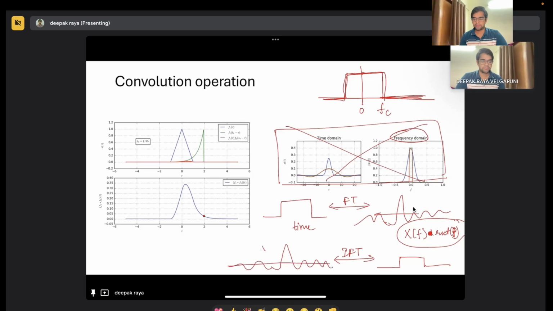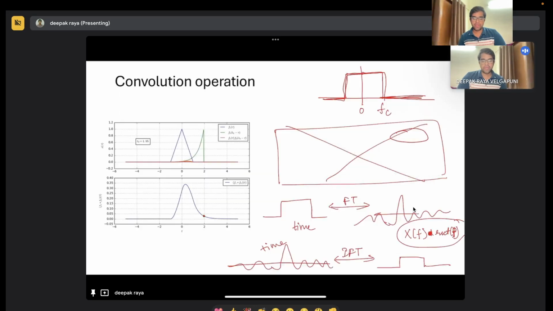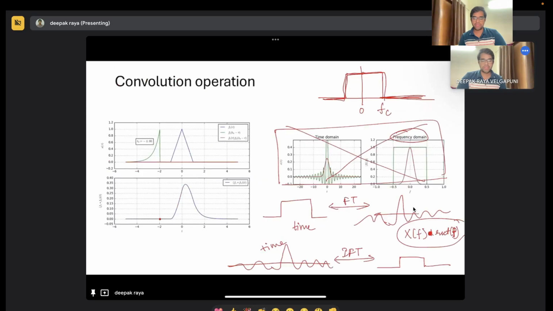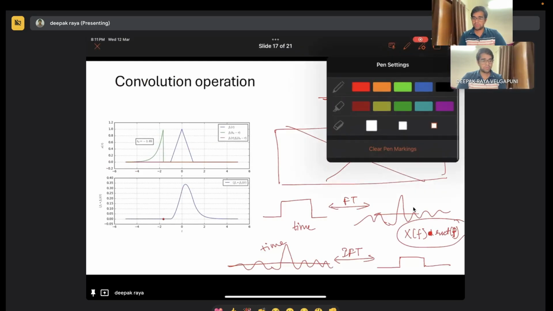Okay, and where does the convolution come in? I missed that, sorry. So convolution, okay. What I was saying is, I will actually draw. Except convolved with a rectangular pulse.